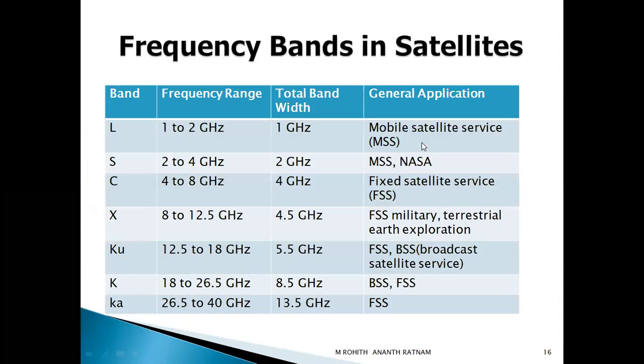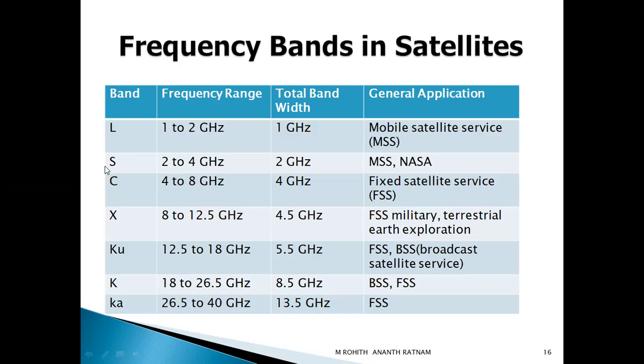So let us see the ranges particularly used by the satellites. Guys, these are the band, frequency range, total bandwidth, and general application for which satellites will be used. You can see we have the microwave frequency bands like L, S, C, X, Ku, K, Ka. For L band, the frequency range is about 1 to 2 gigahertz, totally 1 gigahertz of bandwidth, which is used for mobile satellite services.